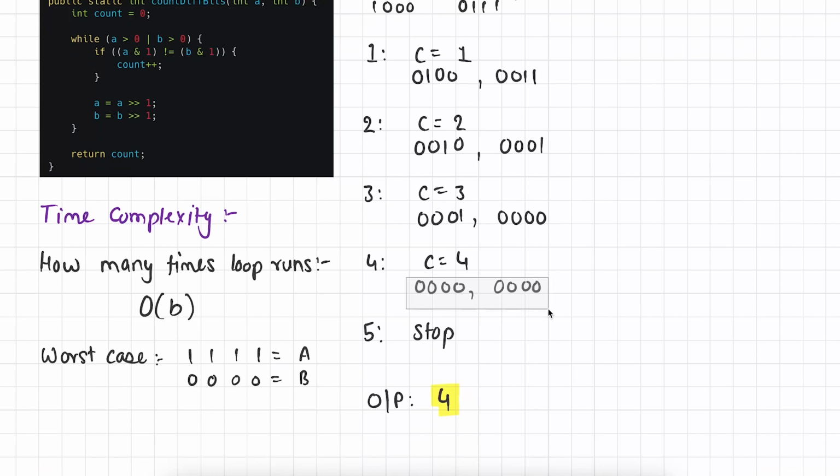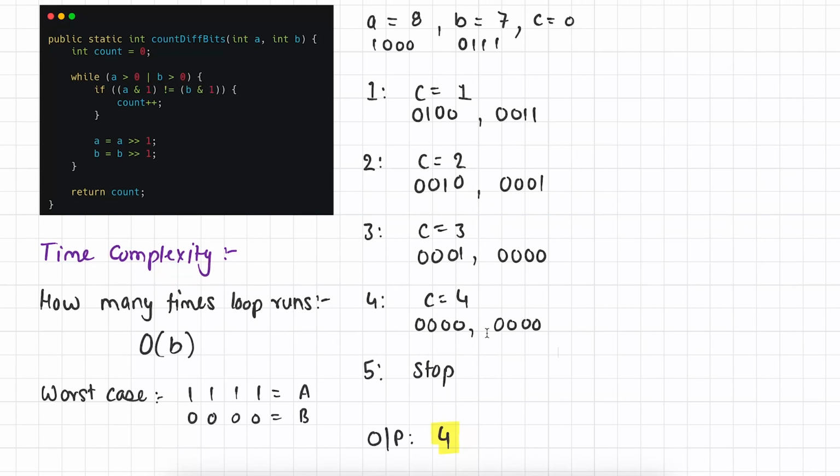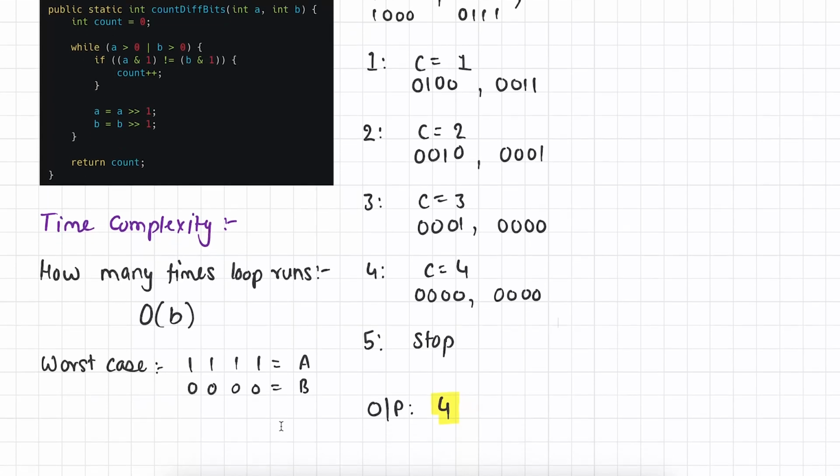Now this time both the numbers become 0. So the condition in this while loop becomes false and we come out of this loop. And in the last, we simply return the value of the count variable, that is 4. So 4 gets printed on the screen.